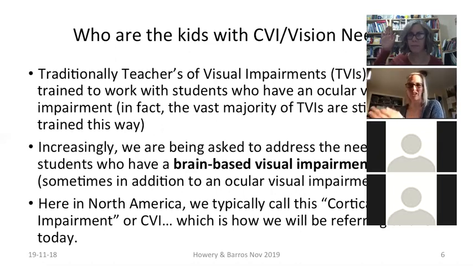And so what do you do when there's both? How do you sort that out? Yes, Kathy. What's an ocular visual impairment? So ocular meaning eyes, eye-based visual impairment versus brain-based visual impairment.